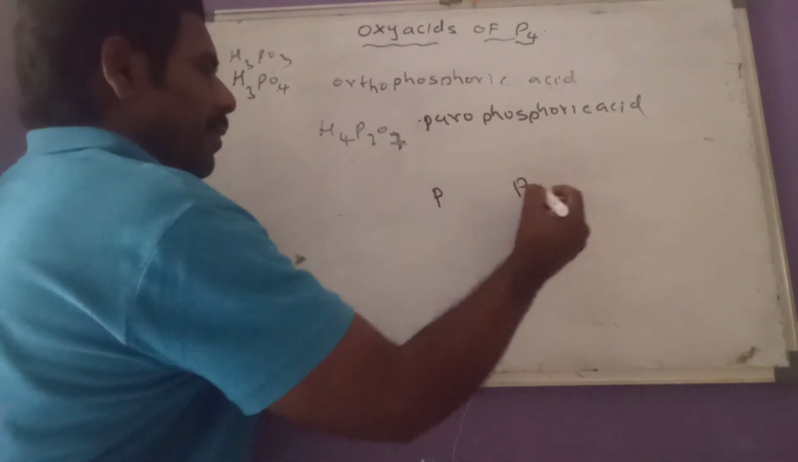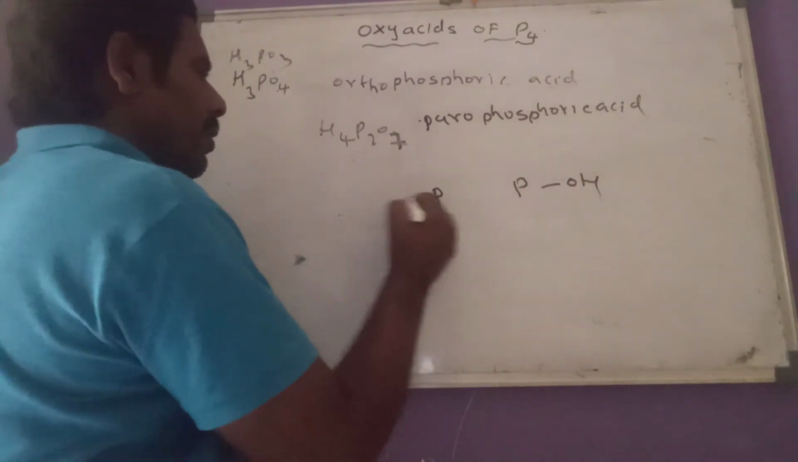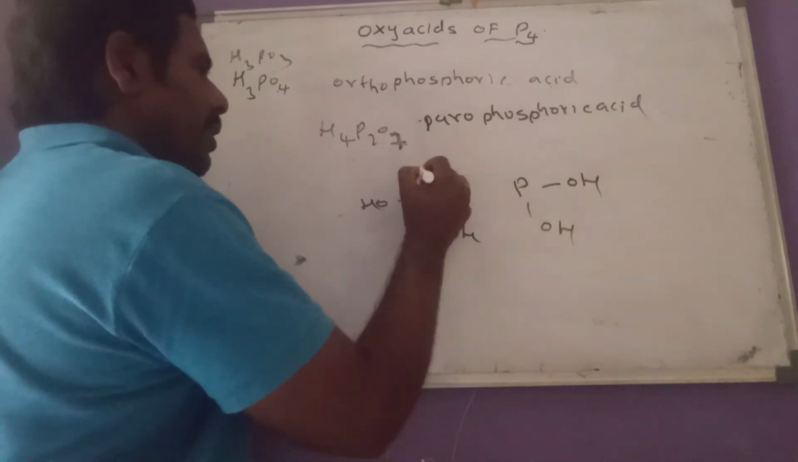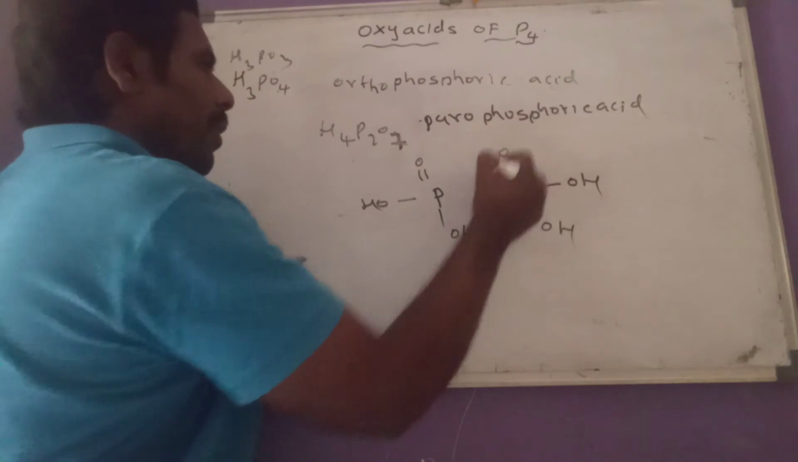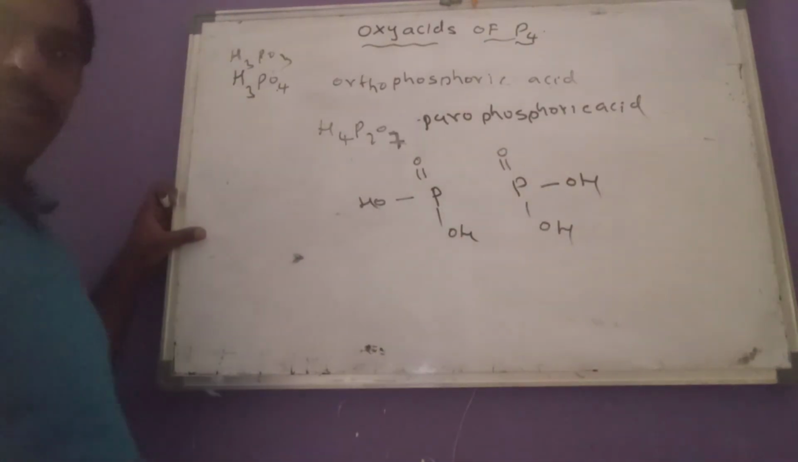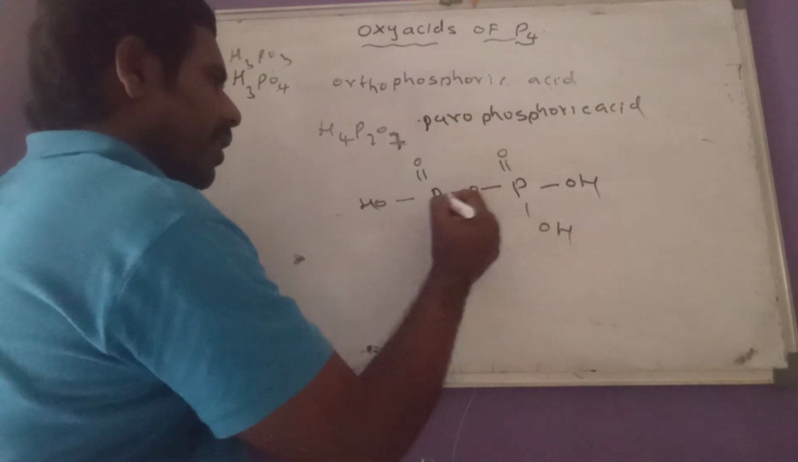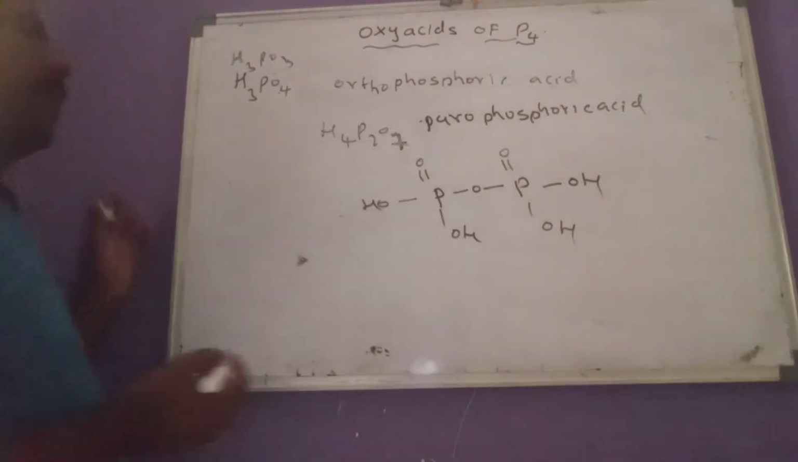See here, phosphorus, OH, OH, OH and OH, double bond O, double bond O. Up to now 6 oxygens have been covered. Now place the 7th oxygen in between two phosphorus atoms.